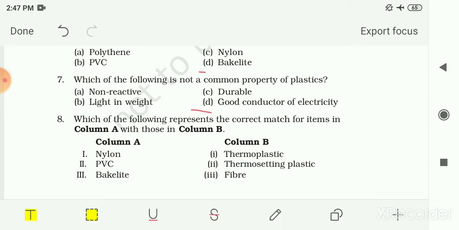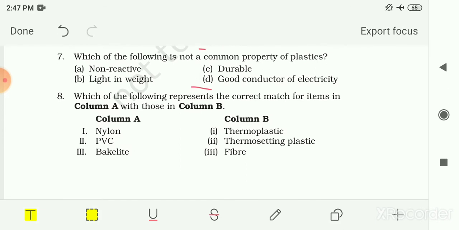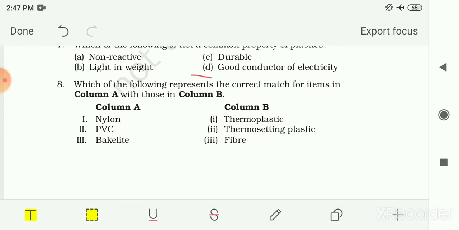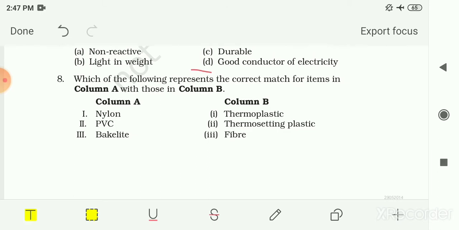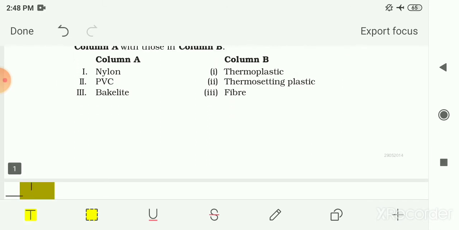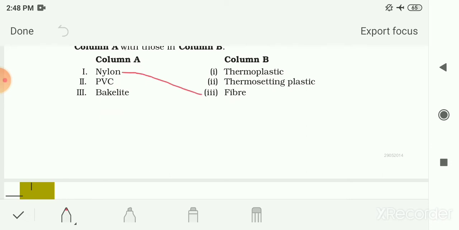Next question, number 8: which of the following represents the correct match for the items of column A and column B? So first let me find out what is given to you in column A. In column A, nylon, PVC and bakelite are given. In column B, thermoplastic, thermosetting plastic and fiber are given. So nylon is the example of fiber, so with A or with first it will come third. Then PVC is the example of thermoplastic and bakelite is the example of thermosetting plastic.